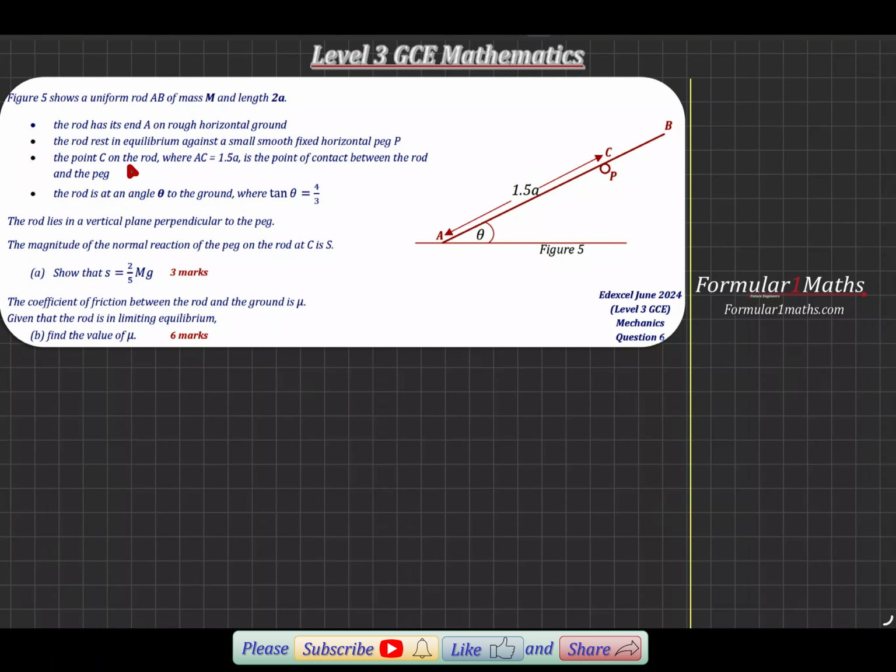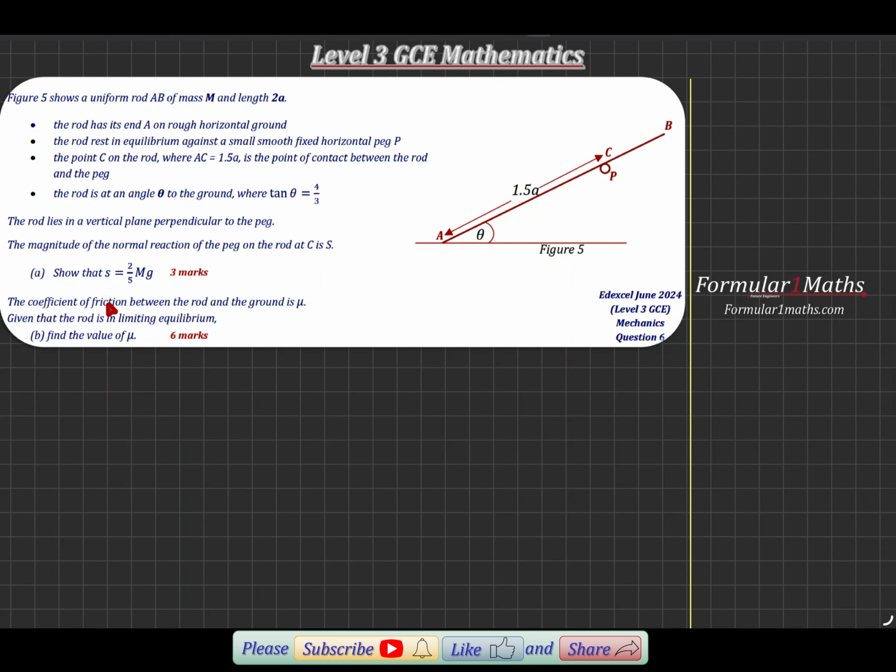The point C on the rod, where AC is 1.25a, is a point of contact between the rod and the peg. The rod is at an angle, theta, to the ground, where tan theta is equal to 4/3. The rod lies in the vertical plane perpendicular to the peg. The magnitude of the normal reaction of the peg on the rod at C is S. A. Show that S is equal to 2/5 mg.